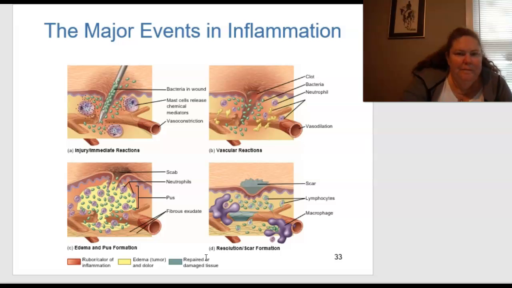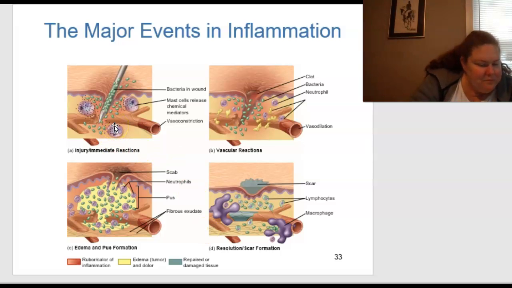If we start up here in A, this is the injury and the immediate reactions, and this is where the blood vessels are going to narrow, causing vasoconstriction. Then blood clots can form, and mast cells can release those chemokines and cytokines into the injured area. The bacteria can enter into the wound. The mast cells are going to release those chemical mediators, and again, we're causing vasoconstriction.